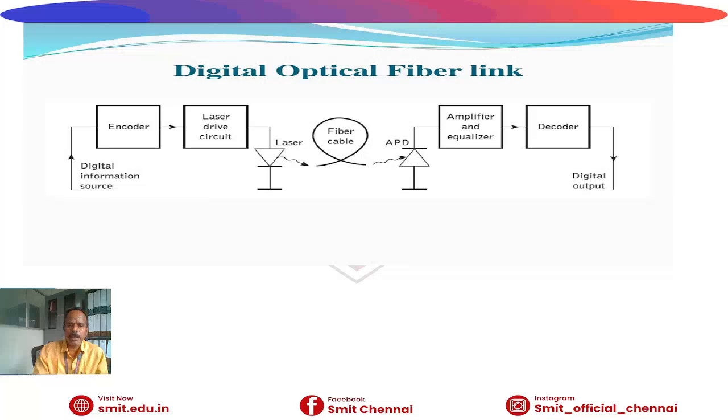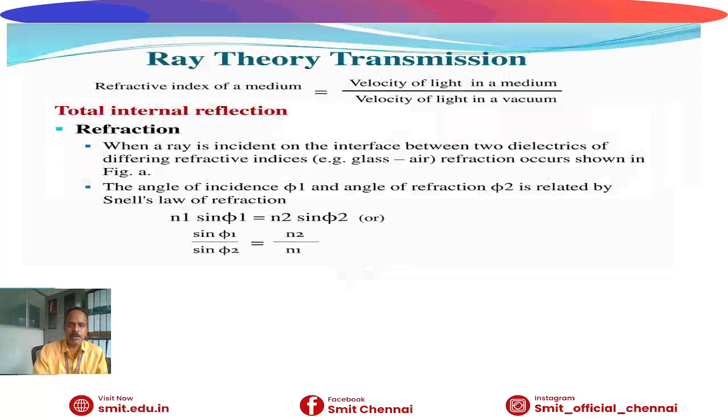This receives the light waves as the input, and it is amplified and equalized, and given to the decoder. So the decoder decodes the data, and it is again converted into digital output. The original digital signal has been retrieved. This is the digital nature of optical fiber communication transmission.